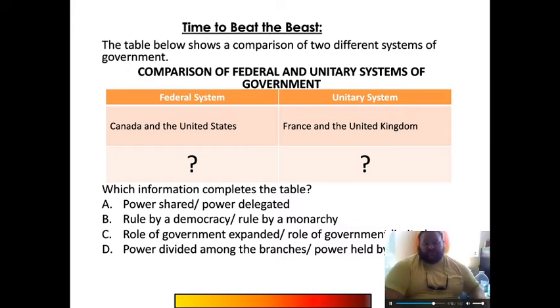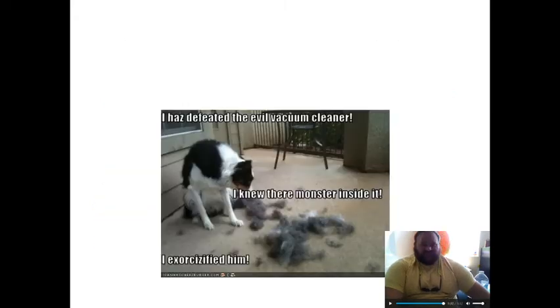All right, so let's see what the answer is. Which information completes this table? Well, it's not B, it's not C, and it's not D. Correct answer is A. In a federal system, power is shared. That's the word we always want to look for. And in a unitary system, the power is delegated, meaning the federal government is given all of the power and they decide what the state.